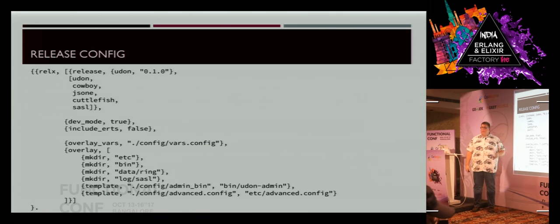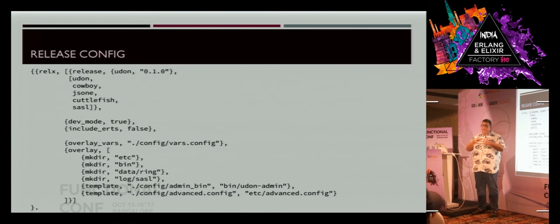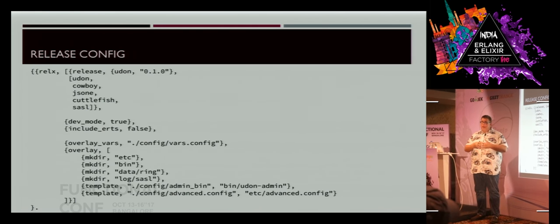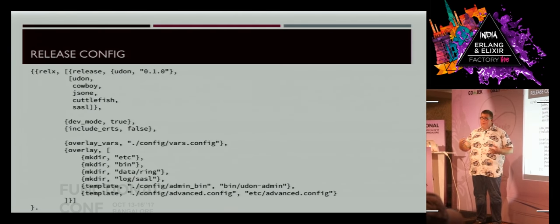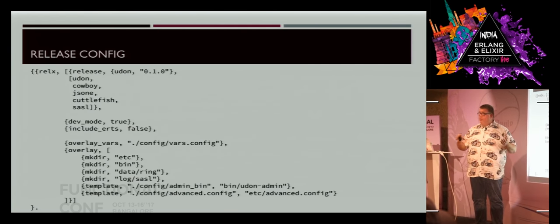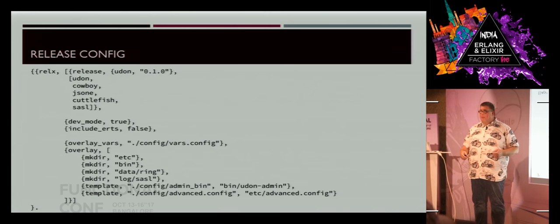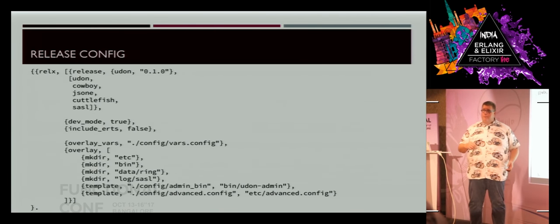So that's a good question. The question was, is the application order here meaningful? The answer is no. It's really just the list of applications that should be copied. The startup order of your applications is defined by the metadata that's in the application directory itself. So that would be like your app.src, and then if you have any kind of other start stanzas inside of your source code. So yeah, that is a good question, though. Thank you. Any other questions?